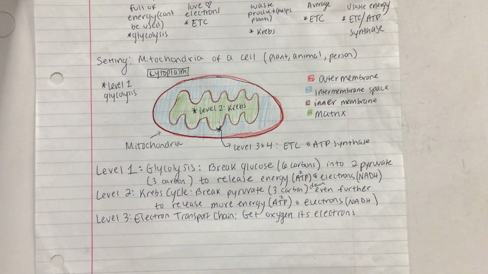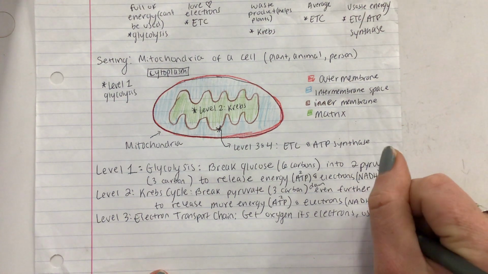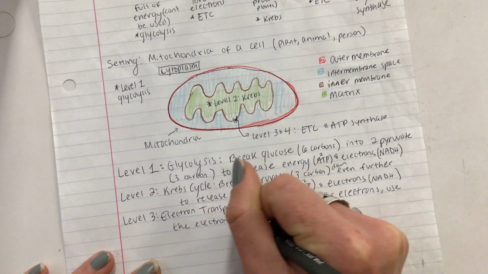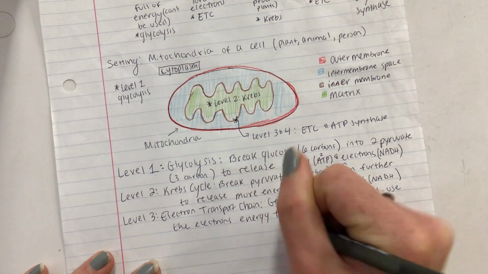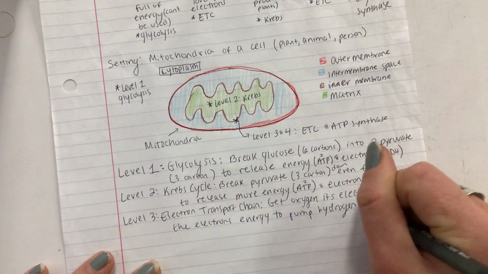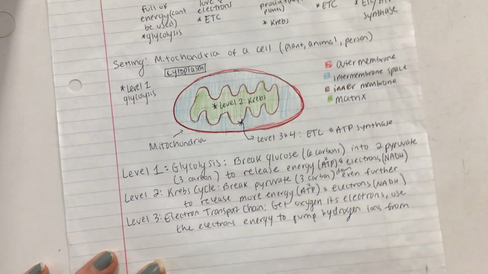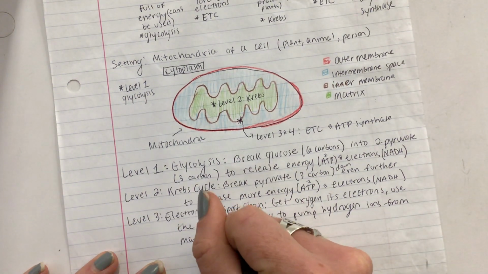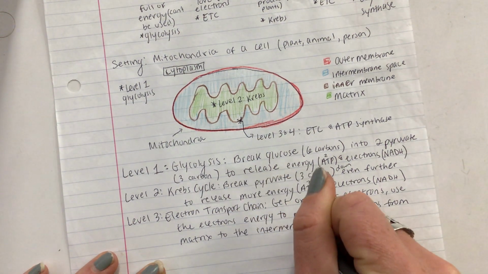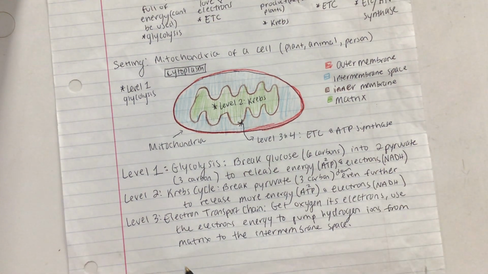So we want to get oxygen its electrons, and as we're getting the electrons to oxygen, use the electrons' energy to pump hydrogen ions from the matrix in the green to the blue, from the matrix to the intermembrane space. That is your goal in level 3.